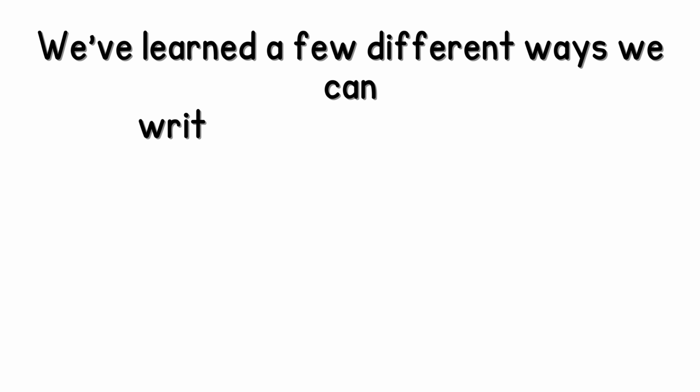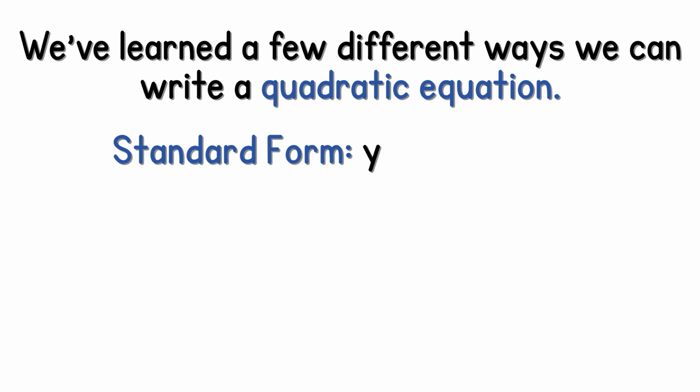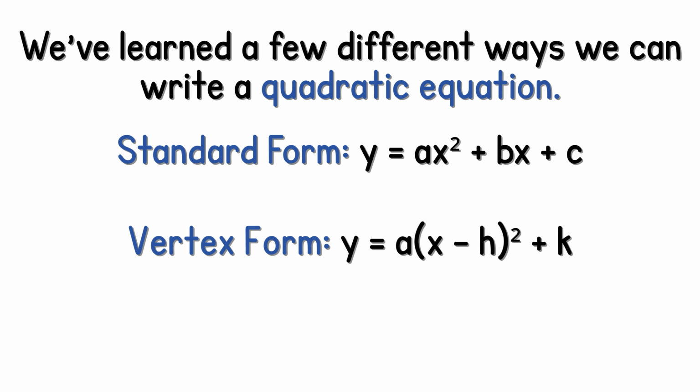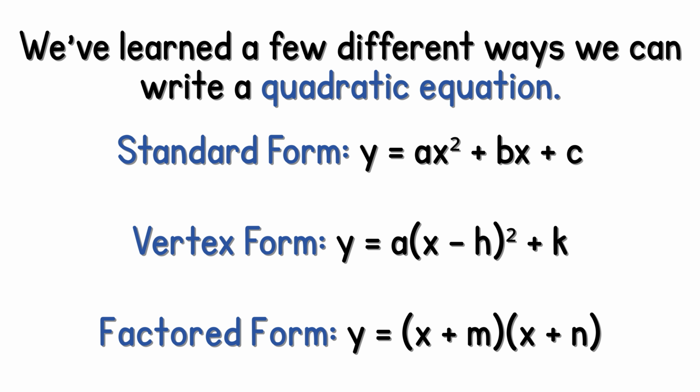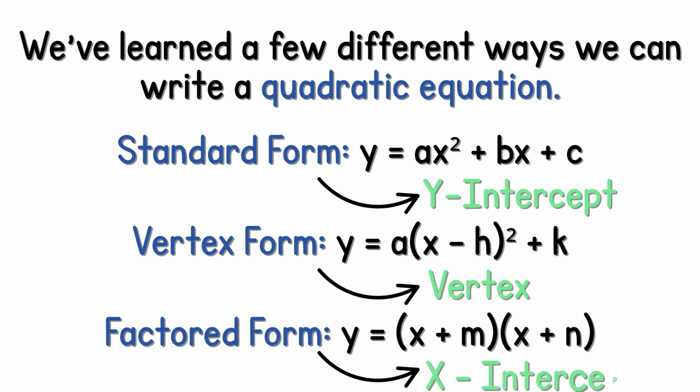We've learned a few different ways that we can write a quadratic equation. We have standard form, which is y equals ax squared plus bx plus c, and we learned vertex form, which is y equals a times (x minus h) squared plus k. And we also have factored form, which is y equals (x plus m) times (x plus n). The standard form is good when we want to find the y-intercept, and the vertex form is good when we want to find the vertex. And factored form is used when we want to find the x-intercepts.